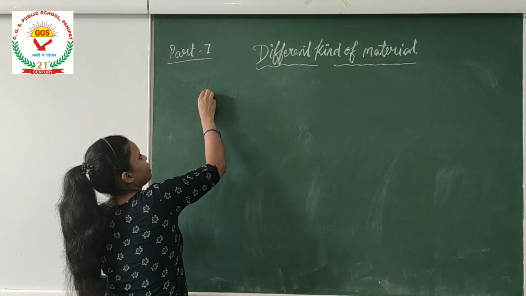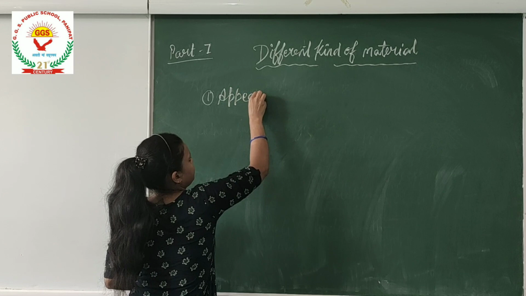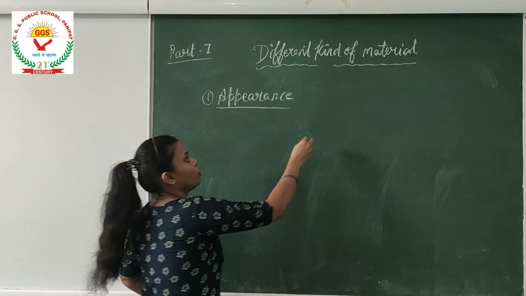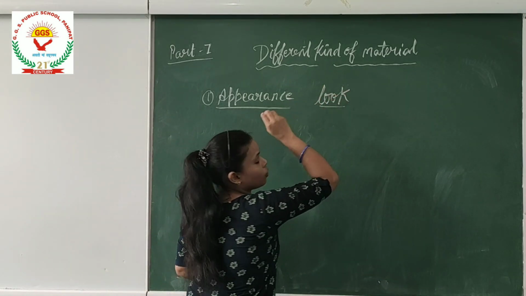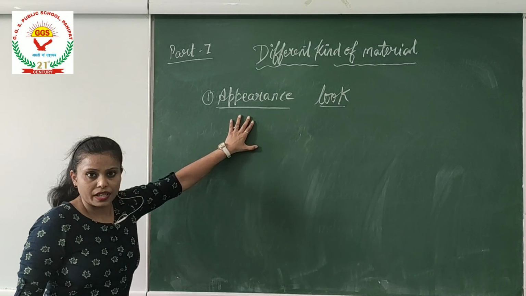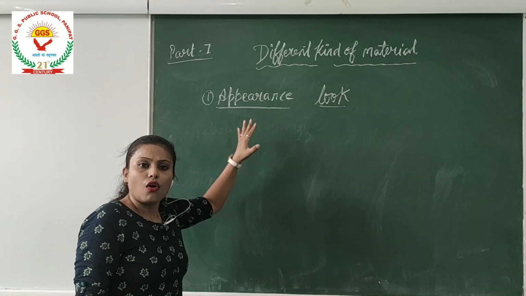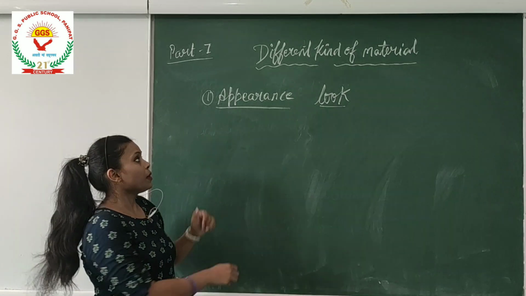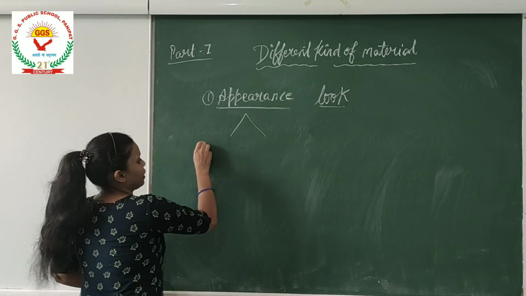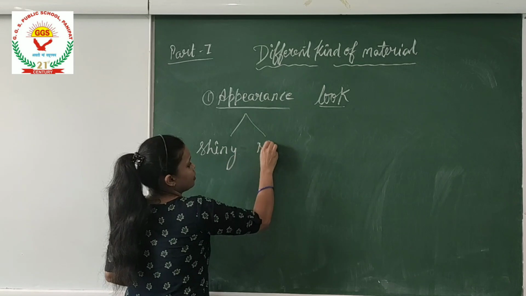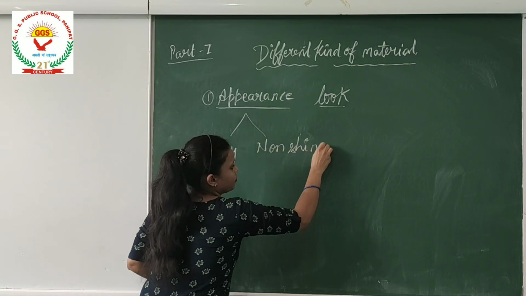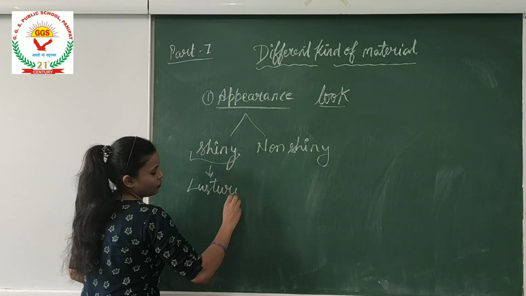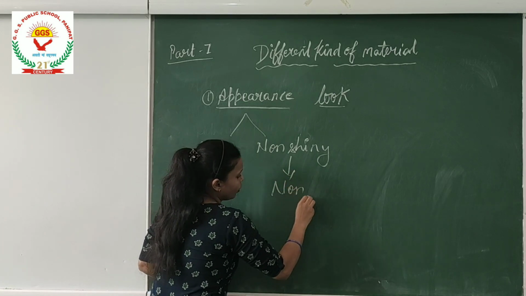So the first property of the material is appearance. As the name suggests, appearance means looks. How does a material look? You will see that chair, table, TV, bed, all look different in shape, and their textures are also different, right? Some are shiny and some are non-shiny. Shiny objects are known as lustrous objects and non-shiny are known as non-lustrous.